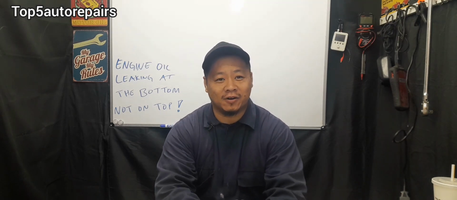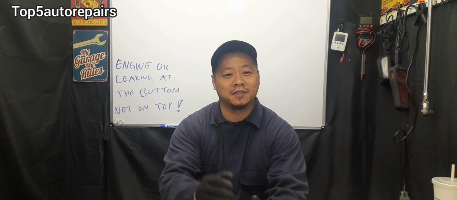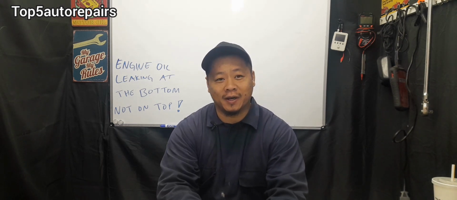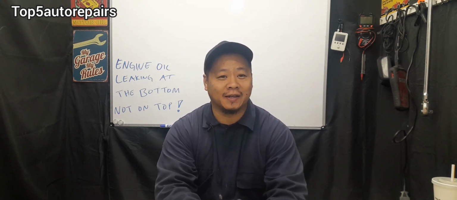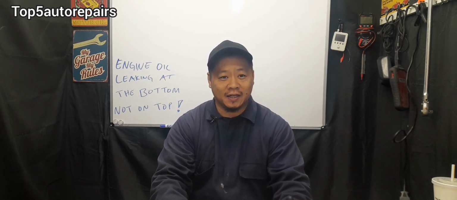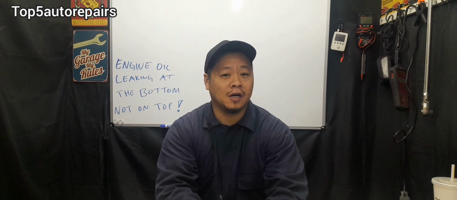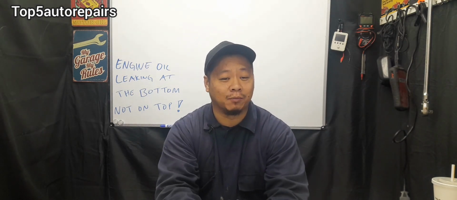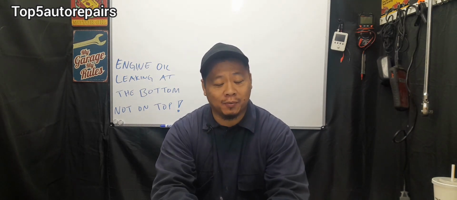I'm pretty sure you guys have encountered this before. Let's just say you have a severe engine oil leak coming from the bottom end and you thought it was an oil pan gasket, and you changed that oil pan gasket, but you're still getting a leak somewhere on the bottom end of the engine, especially around the engine block. What else could the problem be?